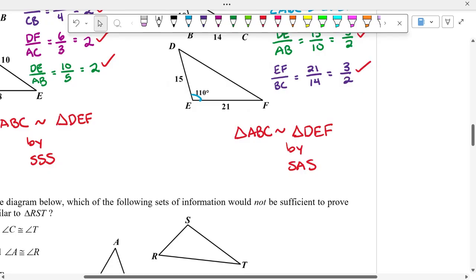So, unlike congruency where there's 5 postulates, there's only 3 for similarity. It's angle, angle, angle, side, side, side, side, angle, side. All right, those are the only 3 that can show similarity.